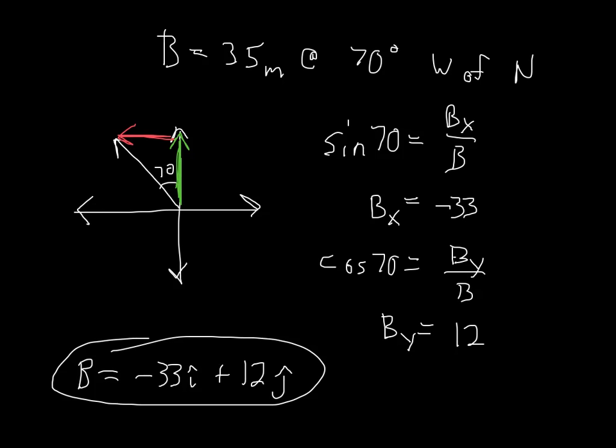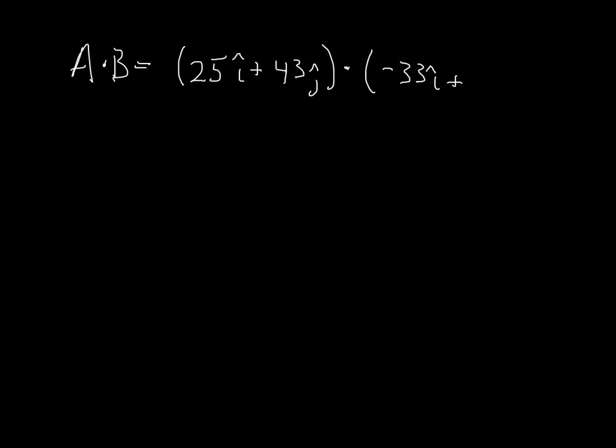Now I have to take this dot product. If I take the dot product and I get 0, what does that mean for these vectors? It means they're perpendicular. Let's see if they're perpendicular. A dot B is going to be 25 i hat plus 43 j hat dot negative 33 i hat plus 12 j hat.